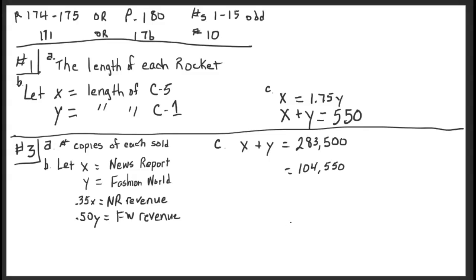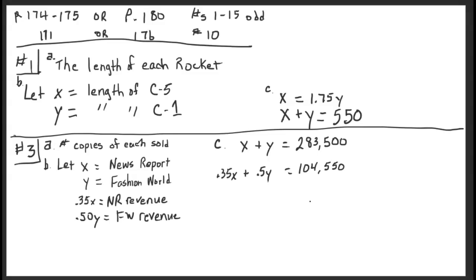Okay. What was that? The receipts or the revenues, right? So if you take the revenue of the news report magazines, 0.35x, and add that to the revenue of the fashion world magazines, that's 0.5y, it equals 104,550. Now look at that. We've got two equations. We've got two variables, so you can solve, okay?